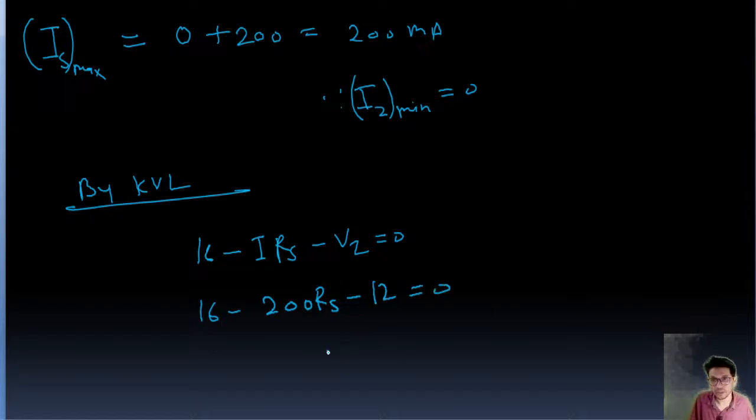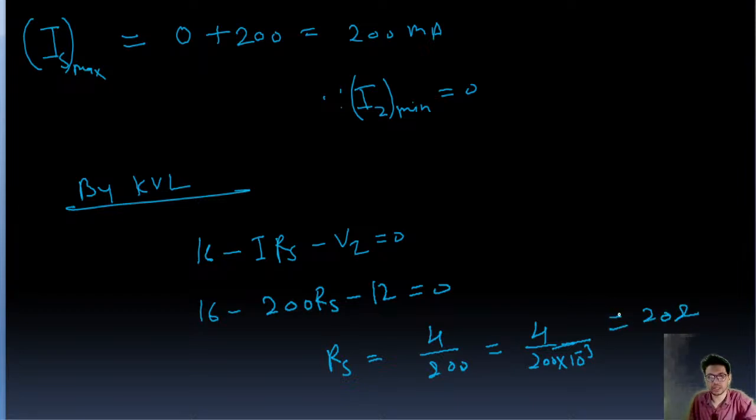So from here we can get the value of RS equal to 4 upon 200. This is milliampere, so this is going to be 4 upon 200 into 10 to the power minus 3 ampere, right? So this is going to be 20 ohm. This is the answer, guys.